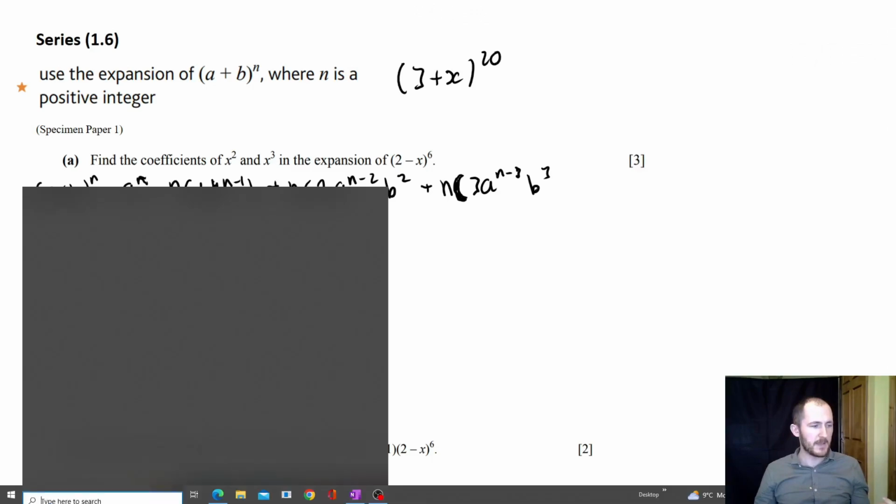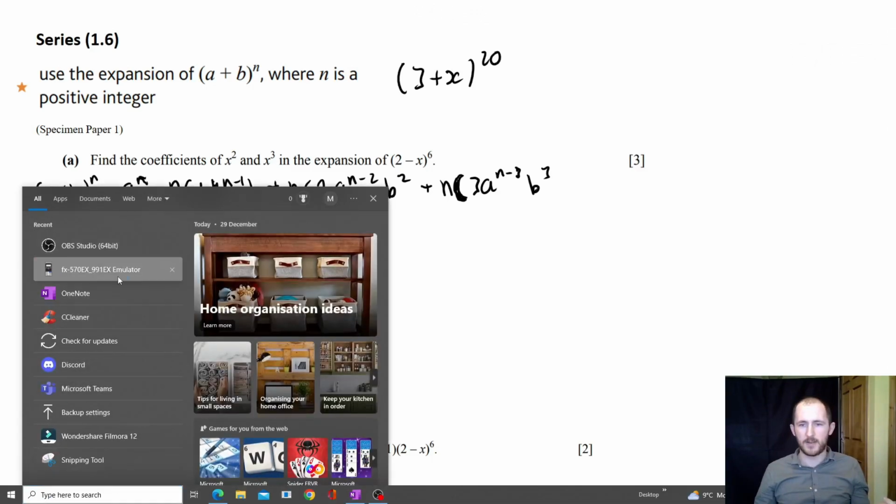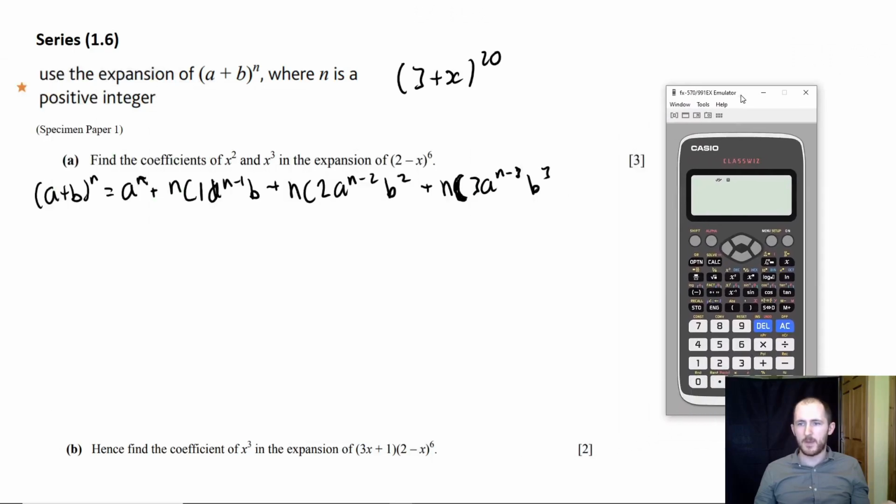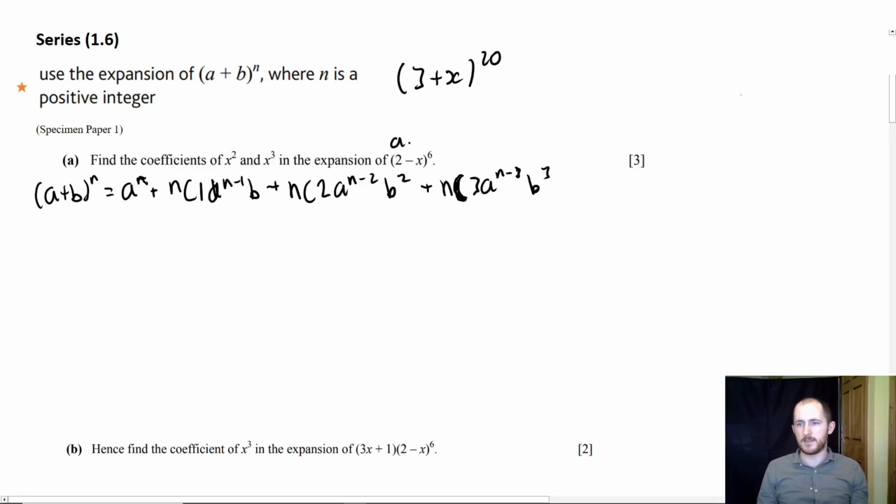So the best way to do this is using your calculator. If we get our calculator open, I will show you exactly how to do this. But in this case, what might be good is if we write down the fact that a is 2 here, and b is minus x, and then obviously n is 6. So what are we looking for? We're looking for x squared and x cubed.